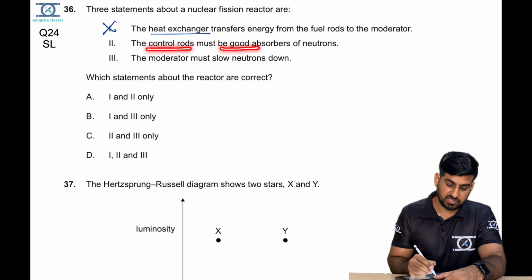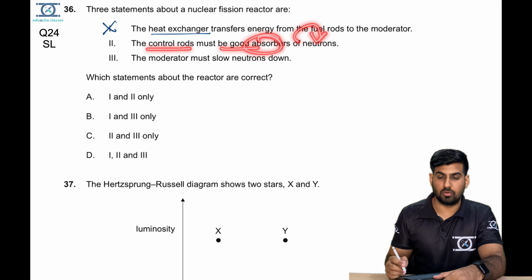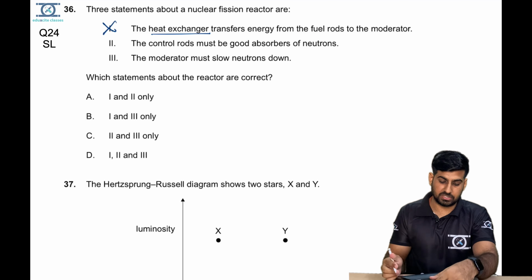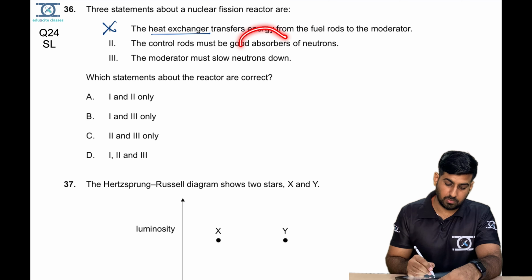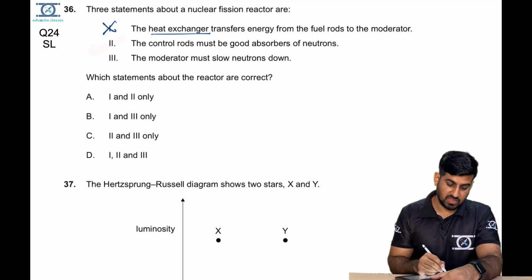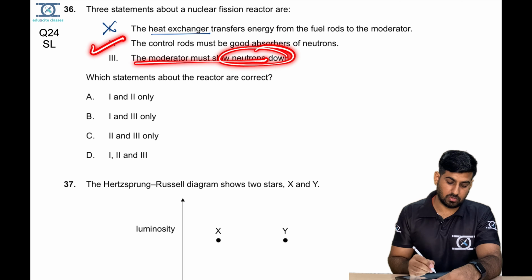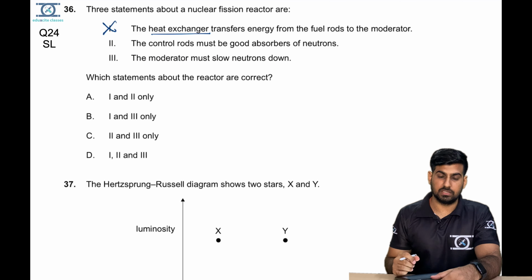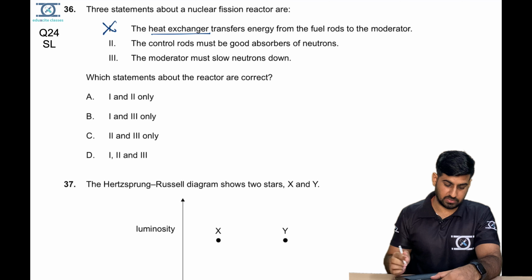The control rods must be good absorbers of the neutrons. Yeah, the purpose of control rods is to control the reaction, which depends upon the absorption of the neutrons. So this is correct. The moderator must slow neutrons down. Yeah, the moderator's role is to slow down the kinetic energy of the neutrons when they are emitted. So 2 and 3 are correct. Option C is the right answer.